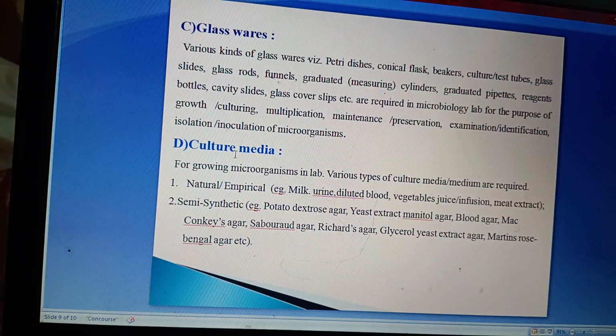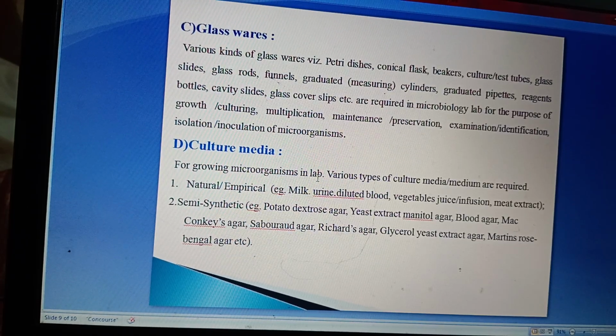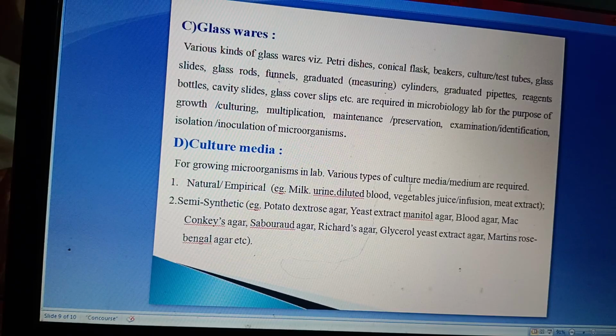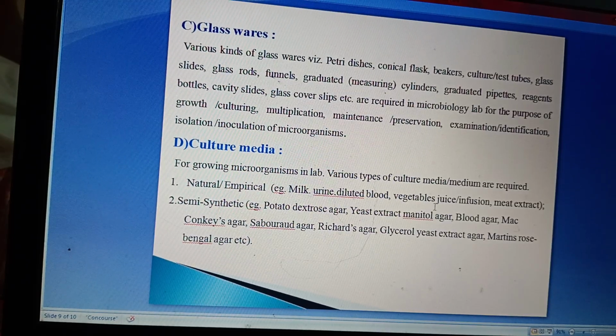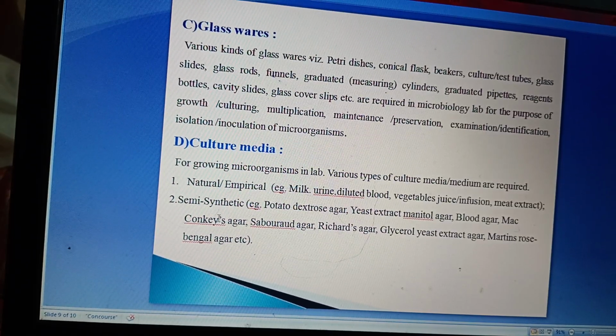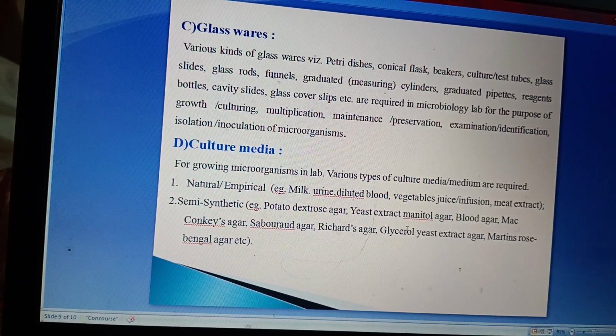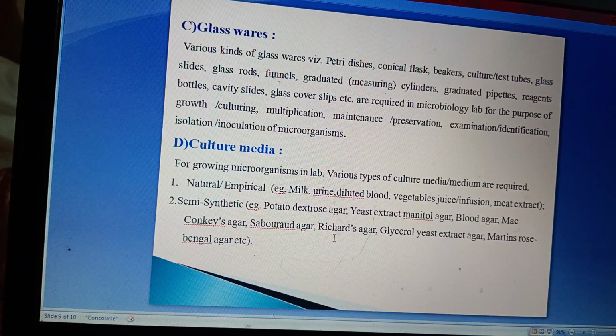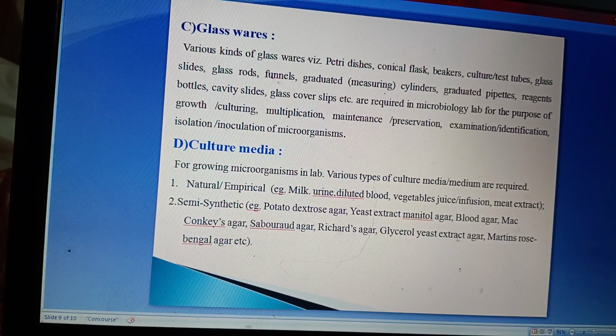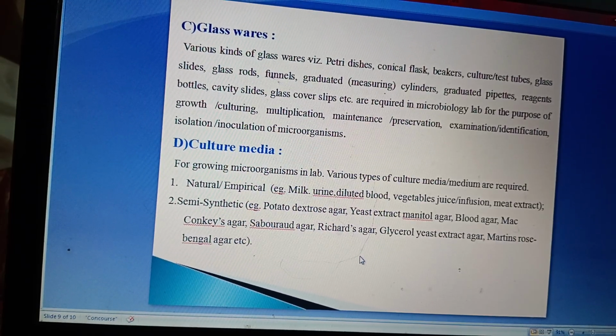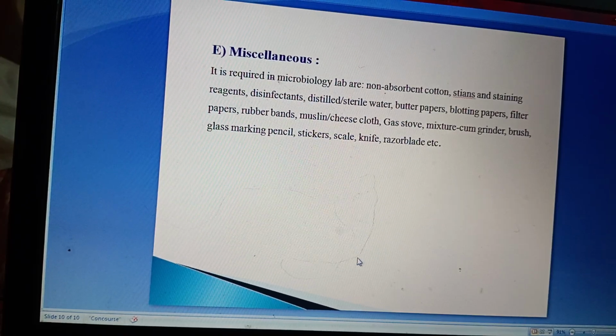Last one is culture media. For growing microorganisms in lab, various types of culture media are required. In that, natural empirical, that is milk, urine, diluted blood, vegetable juice, infusion, meat extracts are used. Second type is semi-synthetic. In that, potato dextrose agar, yeast extract, mannitol agar, blood agar, MacConkey agar, Sabouraud agar, Richard's agar, glycerol yeast extract agar, Martin's rose Bengal agar, etc. are used. Last one is miscellaneous.